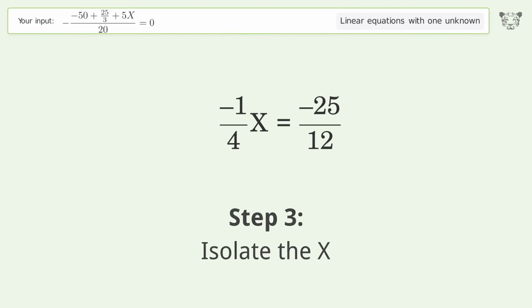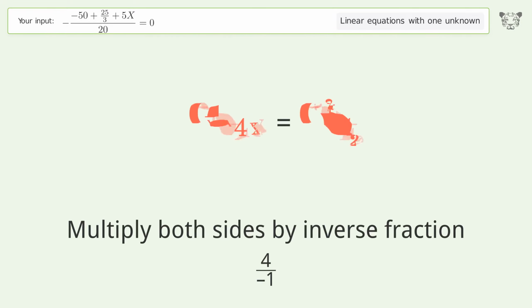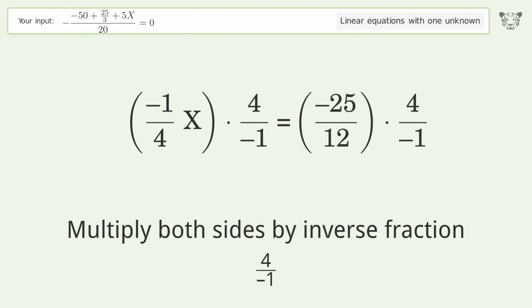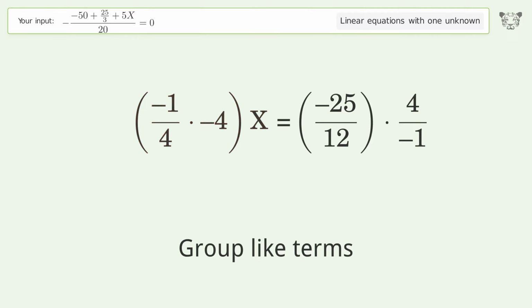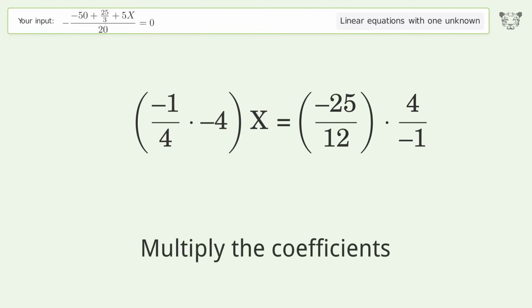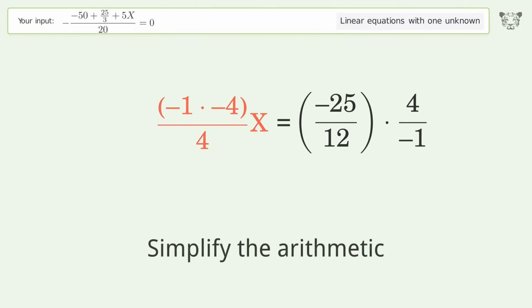Isolate the x. Multiply both sides by inverse fraction 4/-1. Group like terms. Multiply the coefficients. Simplify the arithmetic.